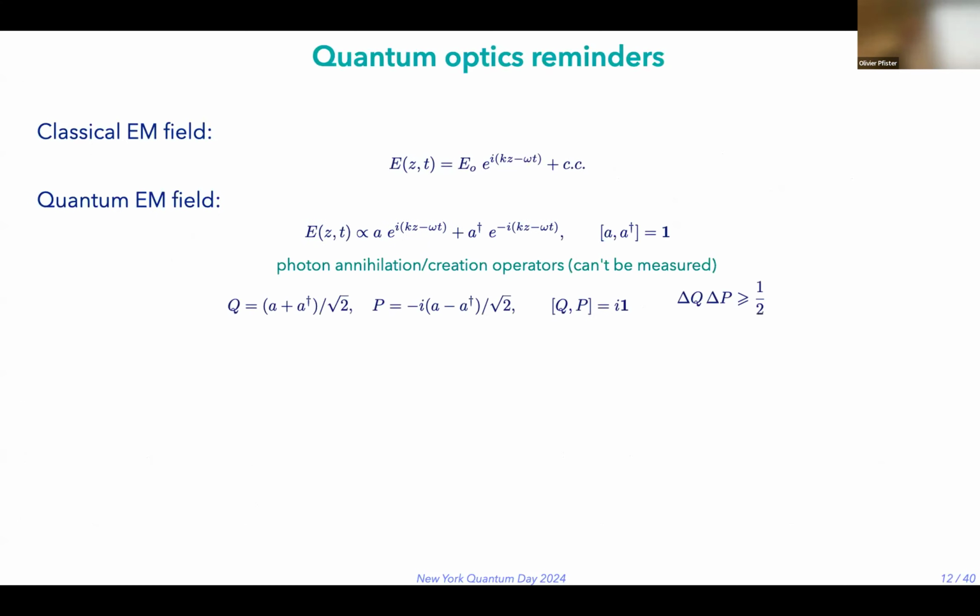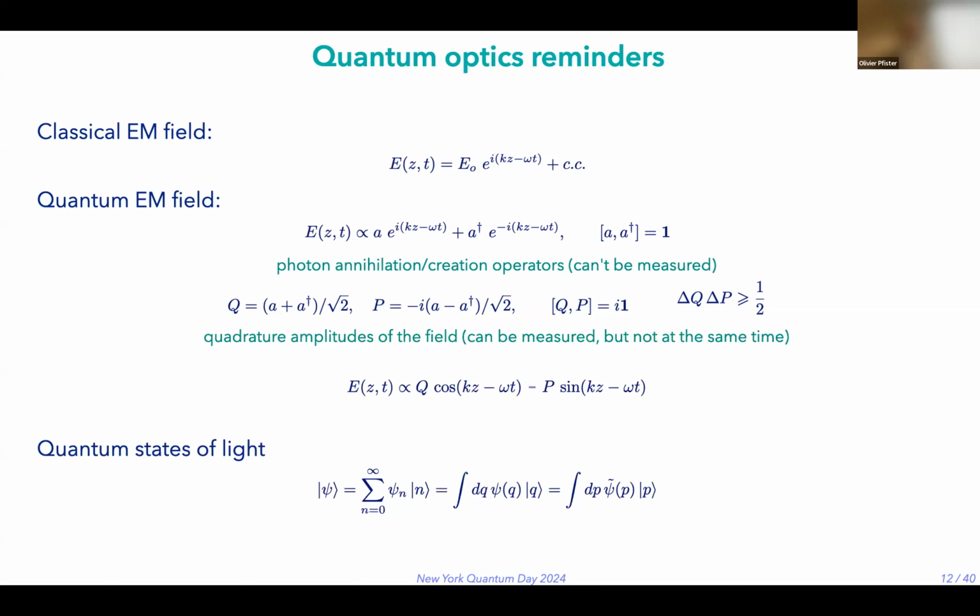Okay, more about the field. Basically, I told you all of this before, but the classical field is at the top. This is a classical plane wave. And the quantum plane wave is what I wrote down, actually. So this one, in terms of A and A dagger, is a complex exponential notation.